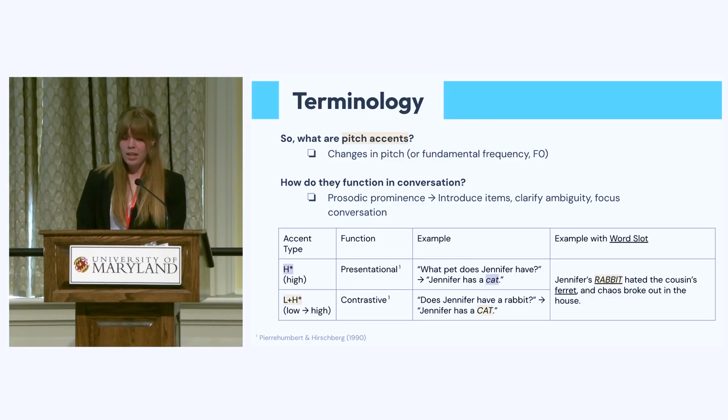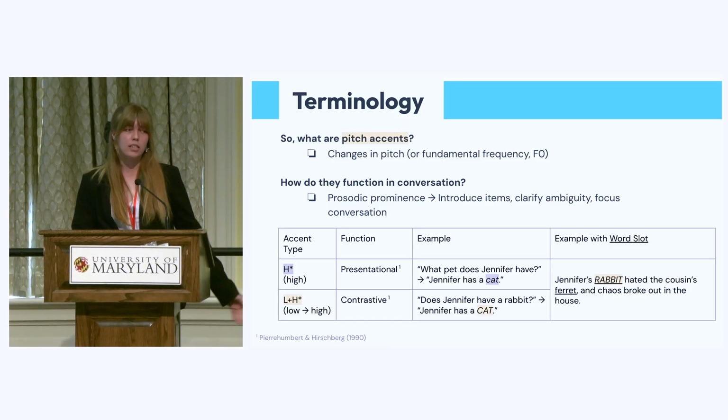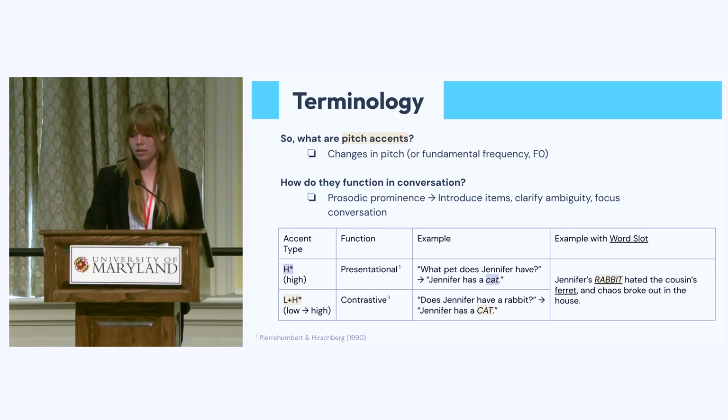In the current study, we manipulated stimuli to hit either a presentational or contrastive accent. So in the ToBI system for prosodic transcription, this would be classified as H* and L+H*. However, this study doesn't really depend on any particular system of transcription, so I'll continue to refer to these accents as presentational and contrastive. These accents differ acoustically in that presentational accents hit a high pitch.